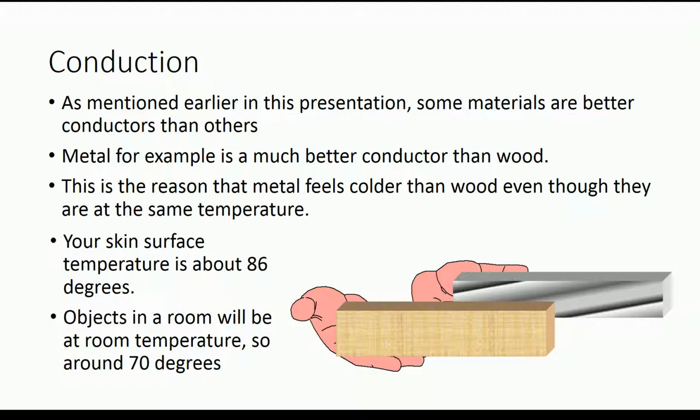But your skin surface temperature, depending on where you take it, under your arm, up your toe, whatever, is different. But let's just assume that your skin temperature is 86. I just took a guess at that. This stuff here is at whatever the temperature of this room is, which is probably about 70 degrees. So there's a delta T there, isn't there? What's the delta T? About 16 degrees.